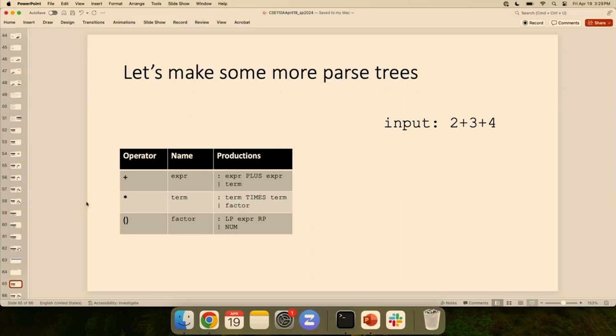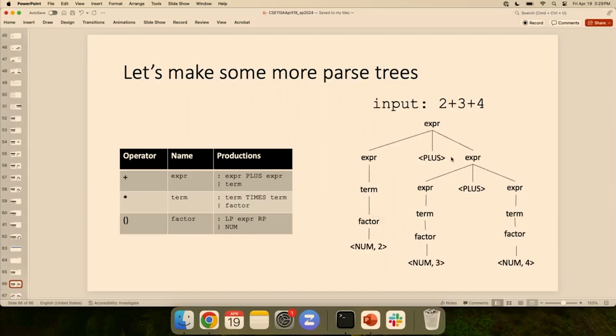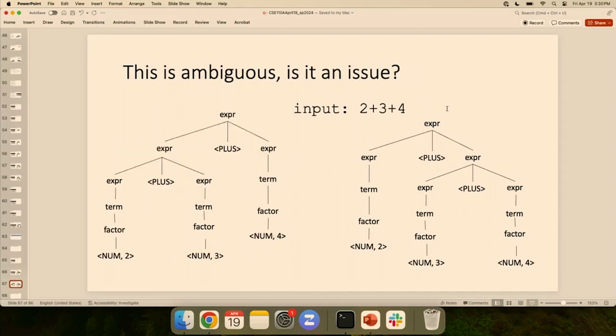So if we have some parse trees, here we've used everything we've learned up until now. We have a simple expression grammar. Here we're going back to plus and multiplication, and we've followed the recipe, and we have this grammar that encodes the precedence. Now if we have something like 2 plus 3 plus 4, we can make a parse tree that looks like that. It's a valid parse tree for this grammar and this input. But there's also another parse tree we can make. So again we're running into this problem where we have 2 parse trees for the same input.